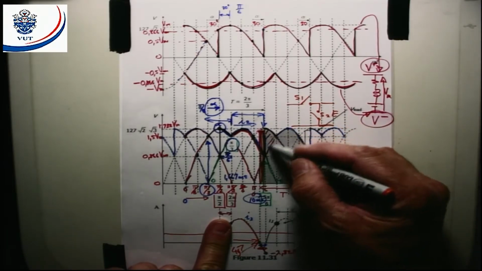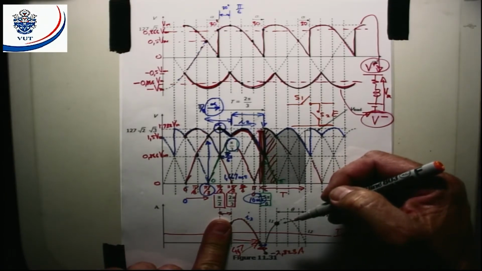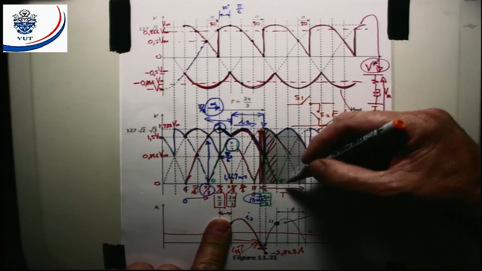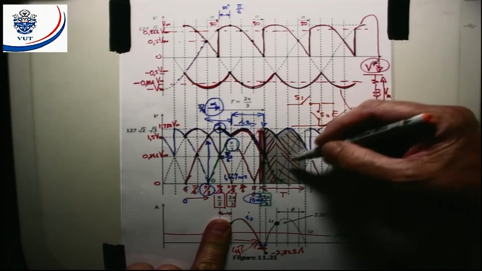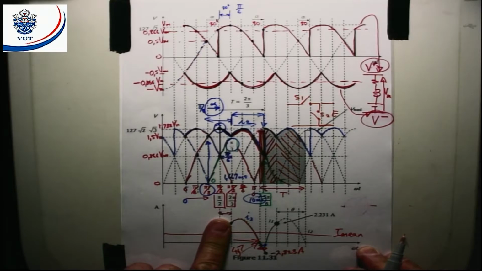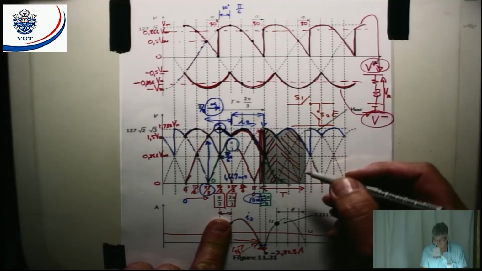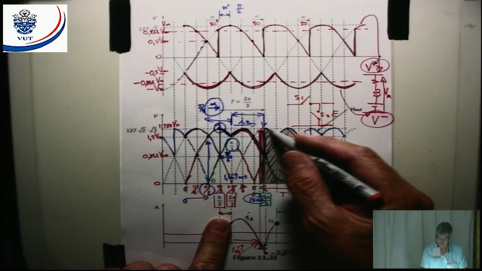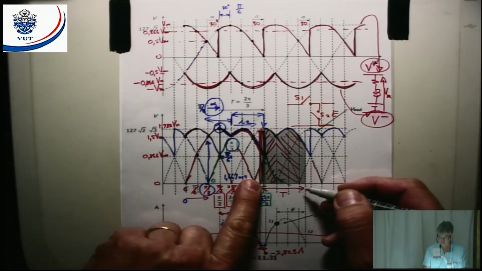Here, one thyristor is closed. Here, another thyristor is closed. And all I now have to do to determine V mean is integrate those wave shapes there and divide by the period.